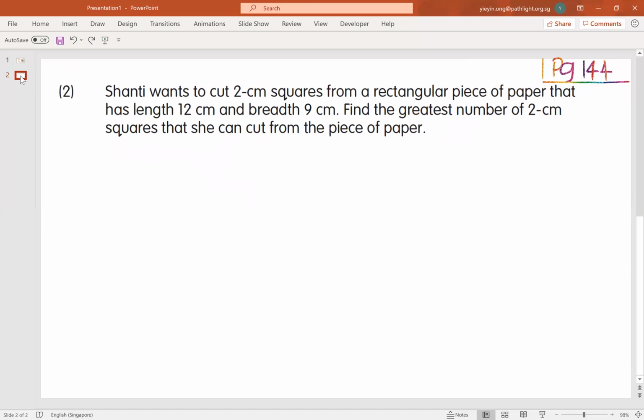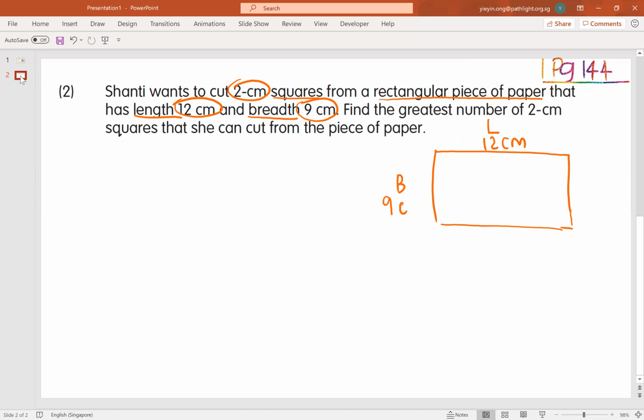For page 144, question 2, Shanti wants to cut 2 centimeter squares from a rectangular piece of paper. The dimension of this rectangular piece of paper is length 12 centimeters and breadth 9 centimeters. I always like to draw and sketch out what information the question gives me. So sketching out a rectangle that is not very straight and nice, it's just a sketch. Length is 12 cm and breadth is 9 cm.